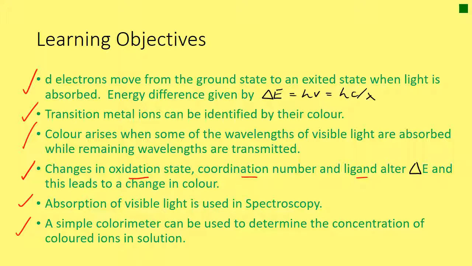And then the last two learning objectives were on spectroscopy. And we found simply that visible light being absorbed is what spectroscopy is, and we went through a simple method using a colorimeter to determine the concentration of a coloured ion solution involving a calibration graph. So yes, I think we've done all those.